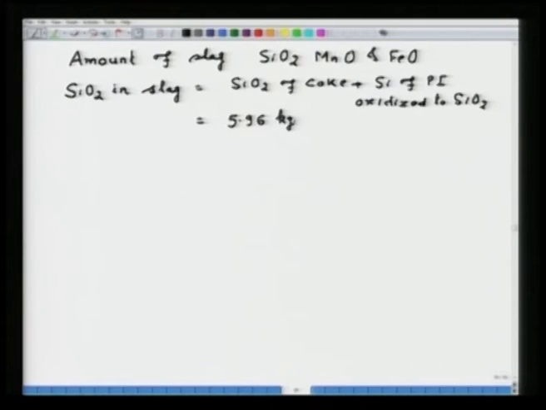So, in doing this type of balance, you should be very cautious that you do not forget any source from where SiO2 is entering in the problem, which you have forgotten to consider. So, reading in between the lines of the problem is very important, and a little bit of knowledge of the operation of the cupola, the physicochemistry of the cupola, what is oxidized and what is not oxidized, is also necessary. So, SiO2 in slag is this one.